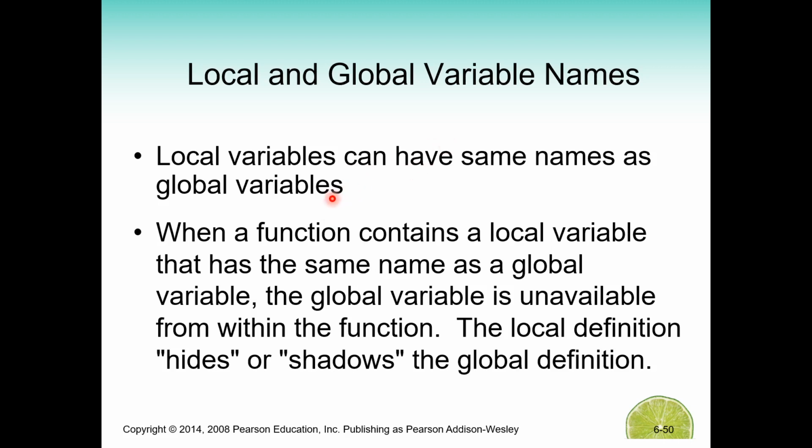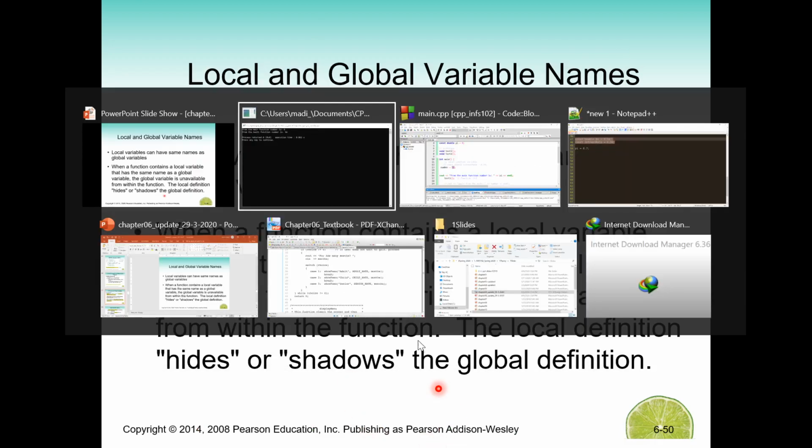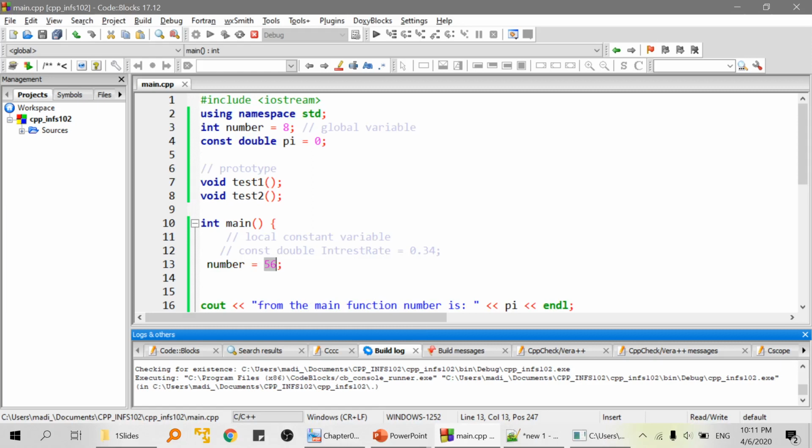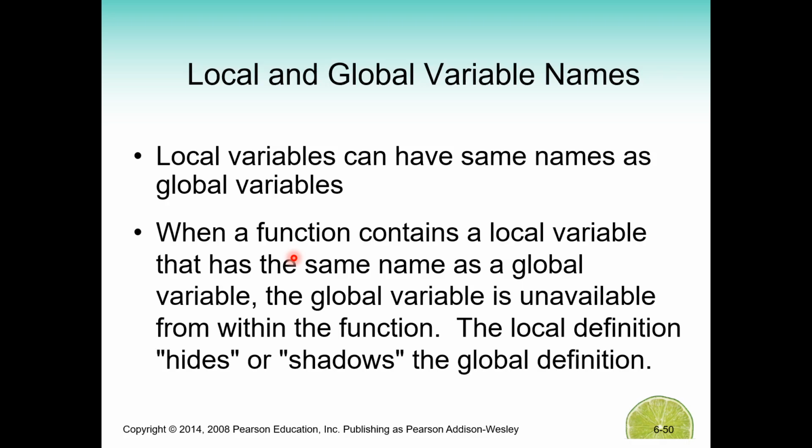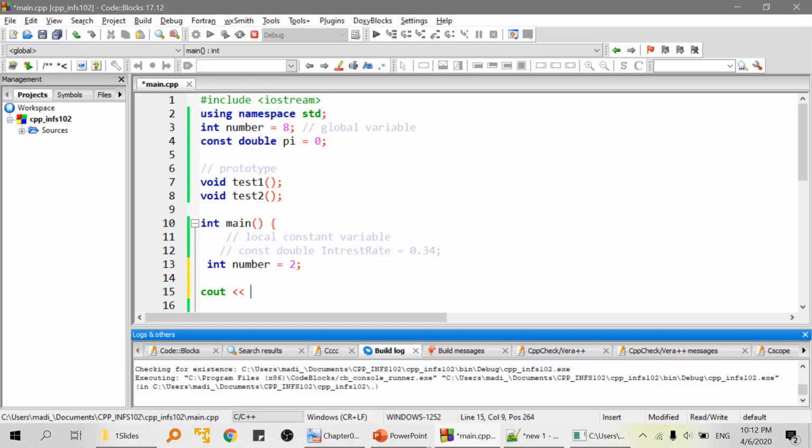Local variables can have the same name as a global variable. That's actually possible. Let's say that I have number as a global variable, and I want to initiate another int here, using another variable called number. This doesn't mean that I'm replicating or using the global variable, but actually I'm using a new variable with another value. And now I want to print out number here.